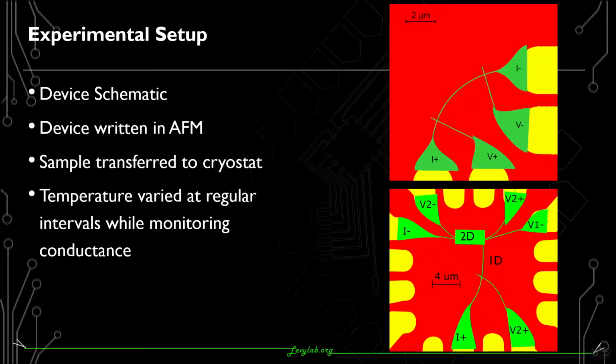In order to understand how temperature affects these devices, we first write a device in the AFM and then transfer the sample to the cryostat. We will vary the temperature every so often, all the while monitoring the conductance of the sample.